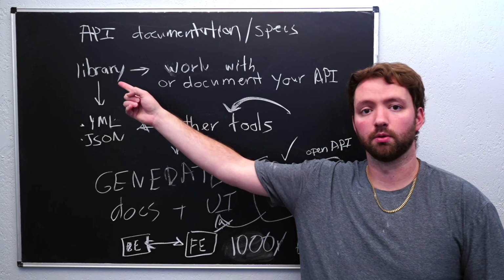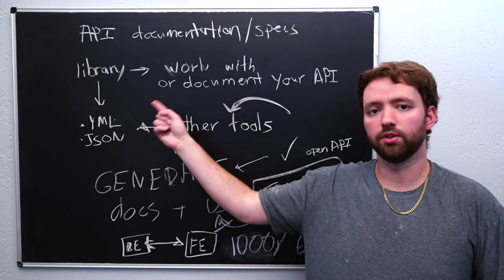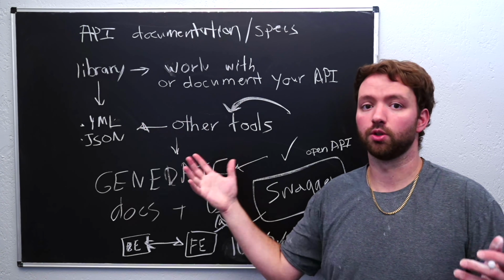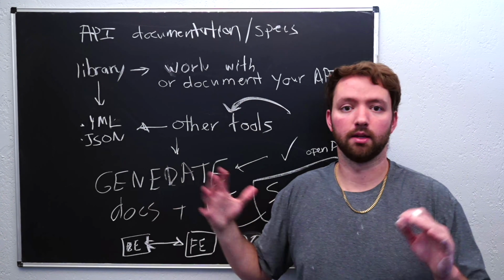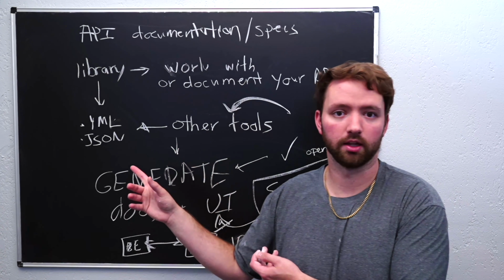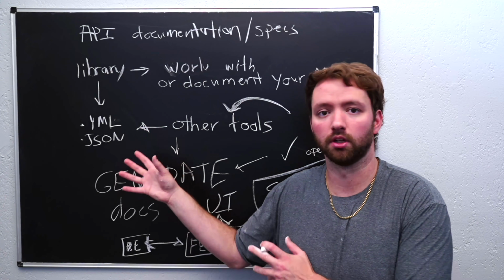So check with whatever library you're working with if they have a way to generate the OpenAPI spec, or there's likely another library for the language that you can download to do that. If not, you can create these files yourself manually. It's not like impossible. So you can do that as well if you're working with a perhaps newer language that doesn't have as many good libraries out there.